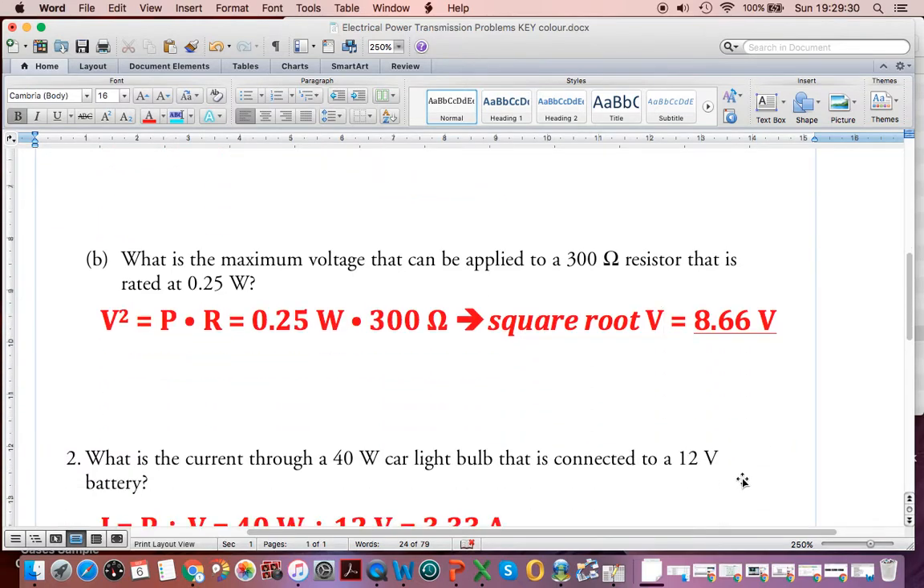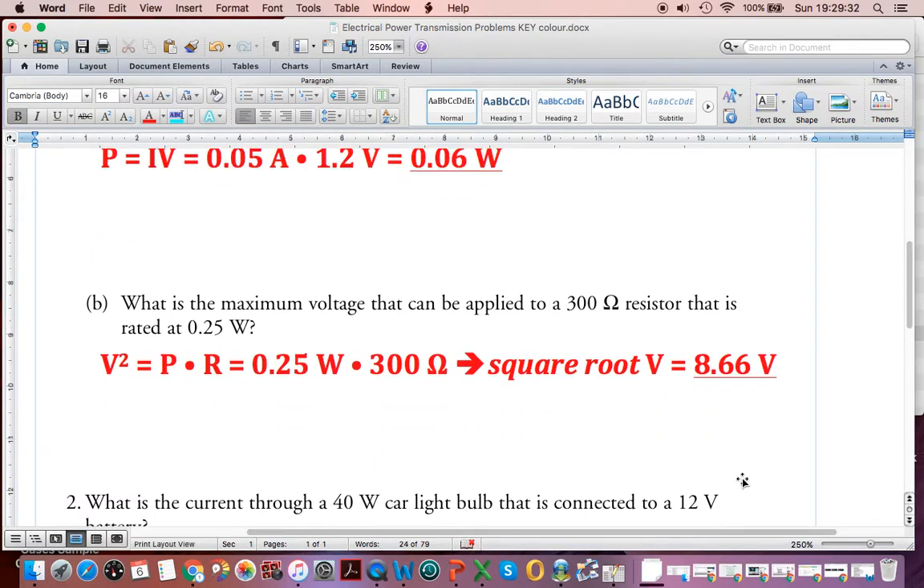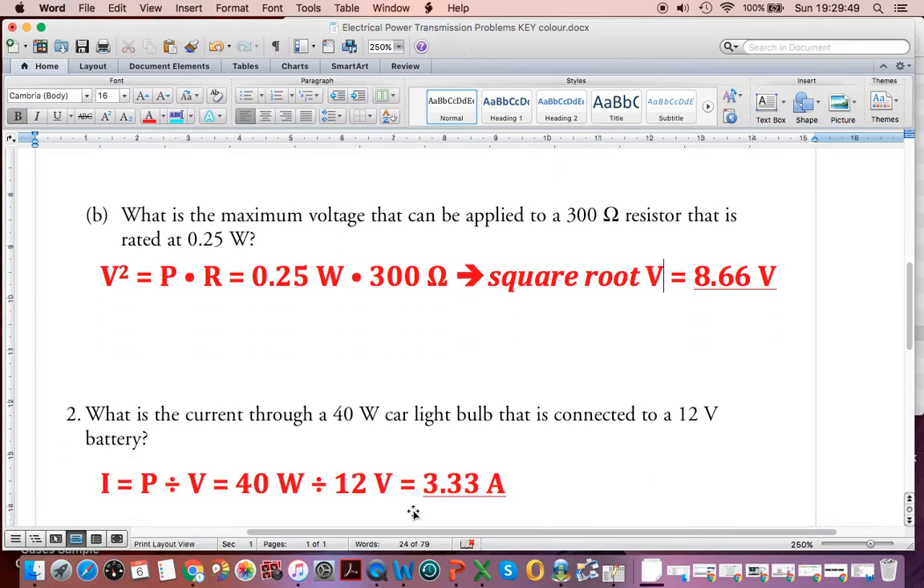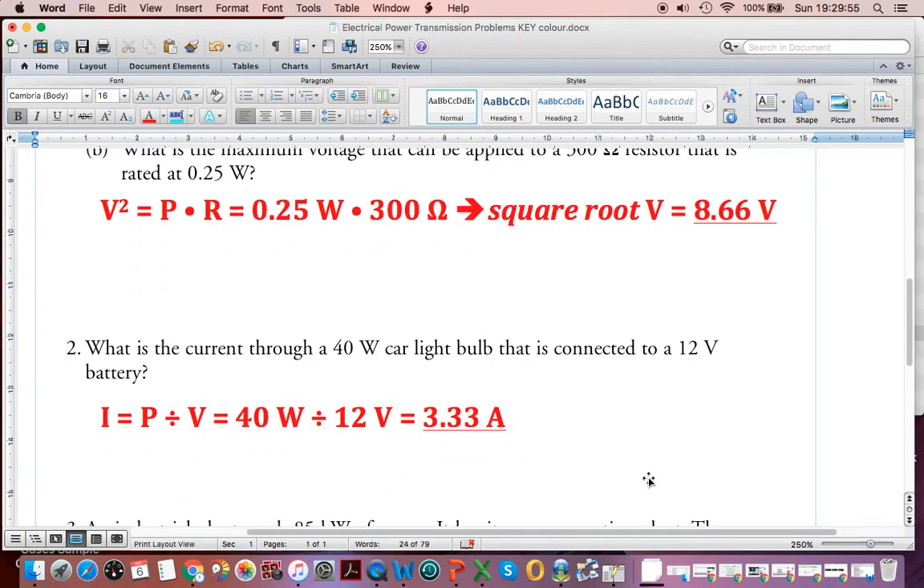The fun continues. Now, here it says we want current, which is I. We know watts is power, so we have I and P, and we have V. And we're after I. So rearranging our formula, I equals P divided by V. There's our power divided by our voltage. So 40 watts divided by 12 volts is 3.33 amps. So that one was very easy.